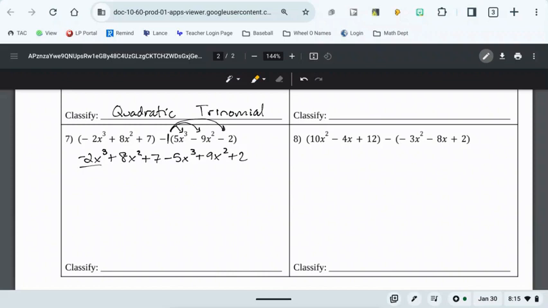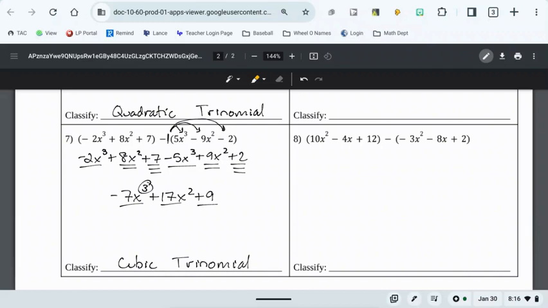Now we combine like terms. -2x to the third minus 5x to the third gives us -7x to the third. Then we look. We have 8x squared plus 9x squared gives us 17x squared. And then we have 7 plus 2 is 9. So our degree is 3. We get a cubic. 1, 2, 3 terms is a trinomial. Cubic trinomial. Okay, go ahead and try the next two.